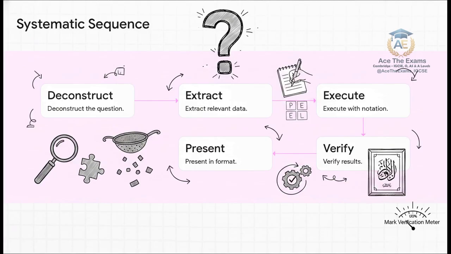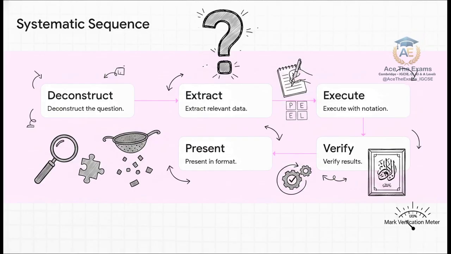Step 2, extract relevant data. We do not need everything you memorized, we only need the facts that specifically serve your argument. Step 3, execute with notation. You break the problem into logical steps, typically using a point evidence explanation link structure. Good old PEEL. Step 4, verify results. Look back at what you just wrote and ask yourself, does my evidence actually support my conclusion or did I wander off topic? Step 5, present in the appropriate format using the correct academic terminology.